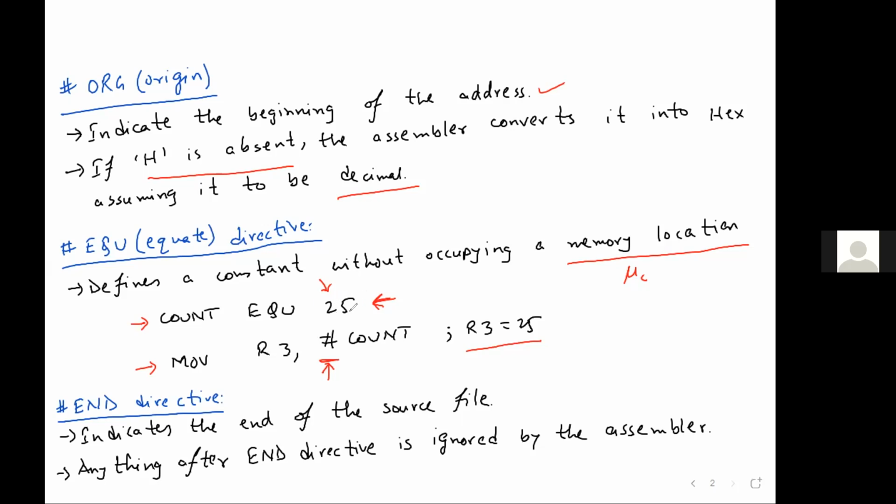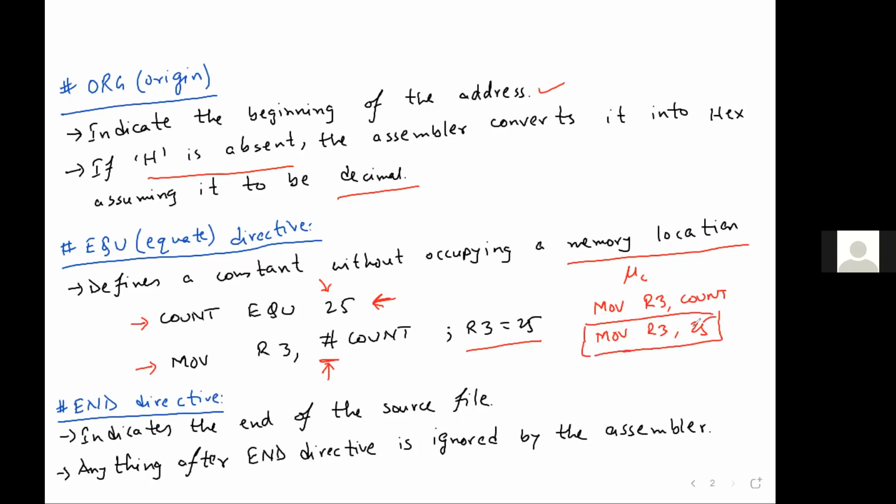I was supposed to ask this question, but since you asked, let me explain. What is the difference if we do not give a hashtag over here? Say we have written something like move R3, then count. This is an instruction. What your assembler will do is turn this into move R3, 25, because your assembler knows that whenever it sees count, it will put 25.